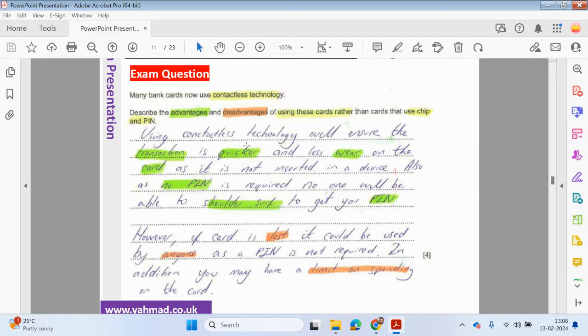So using contactless technology will ensure the transaction is quicker and there is less wear on the cards because we're not having to swipe it or insert it into a device. Also, as no PIN is required, no one will be able to shoulder surf to get your PIN. However, if the card is lost, it could be used by anyone as a PIN is not required. In addition, you may have a limit on spending on a card if you are tapping and using a contactless method.